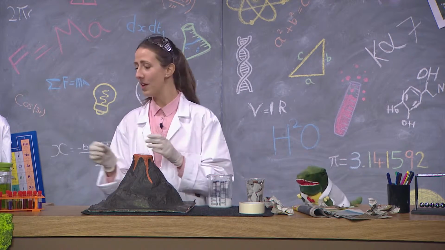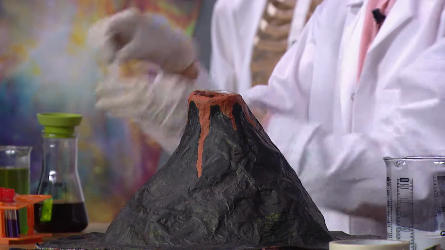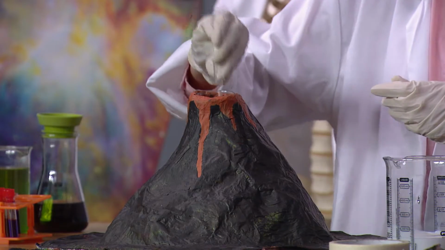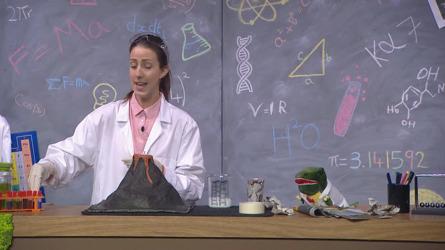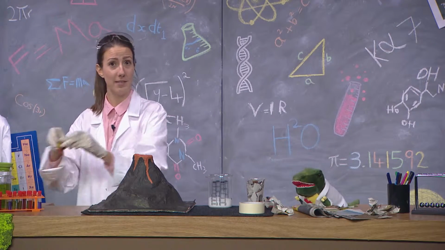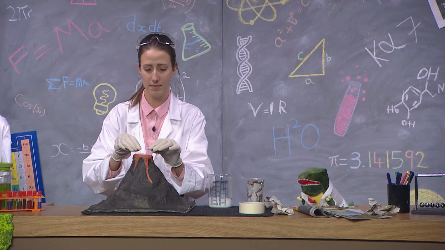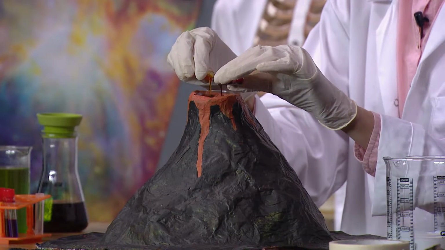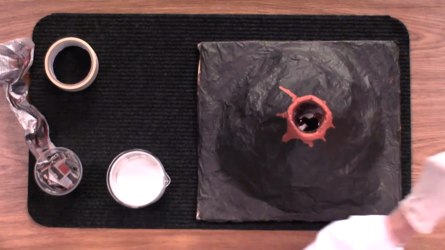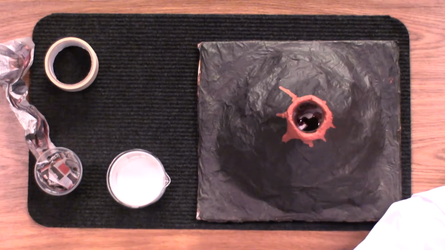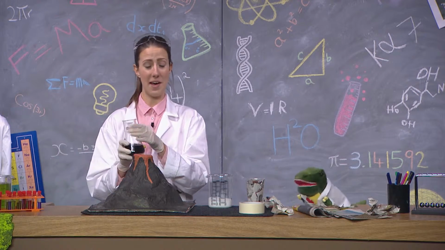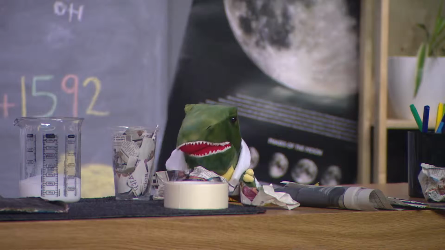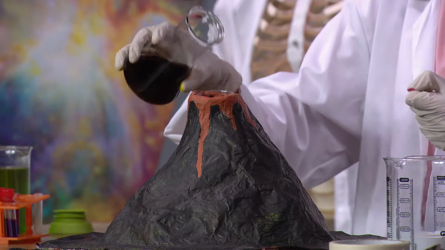Here we go. So first, we add the baking powder. Next, we add some food colouring. And it's nearly ready to go. Finally, all we have to do is add the vinegar. Are you ready, Doug? Yep, pour away.